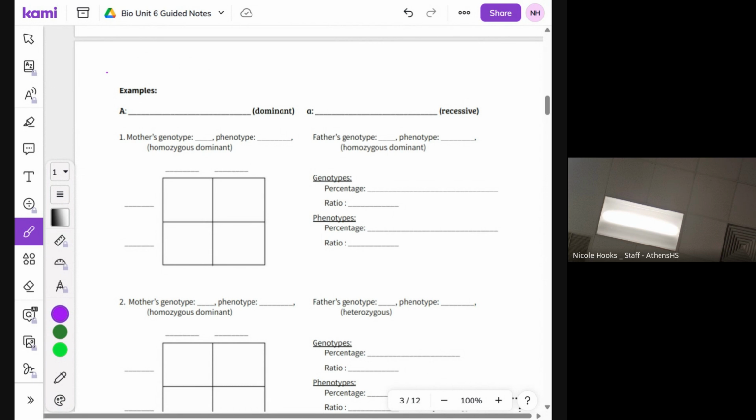As we go through, I'm going to pause and explain as we go. This example in the notes is tall or short dominance patterns. The dominant is tall and the recessive is short. Mom's genotype for the first one, we're going to do capital A, which means that she is dominant and homozygous, and she's going to look tall because she has the dominant allele, capital A. The father's genotype is also big A. He is going to be tall. Homozygous dominant for both.